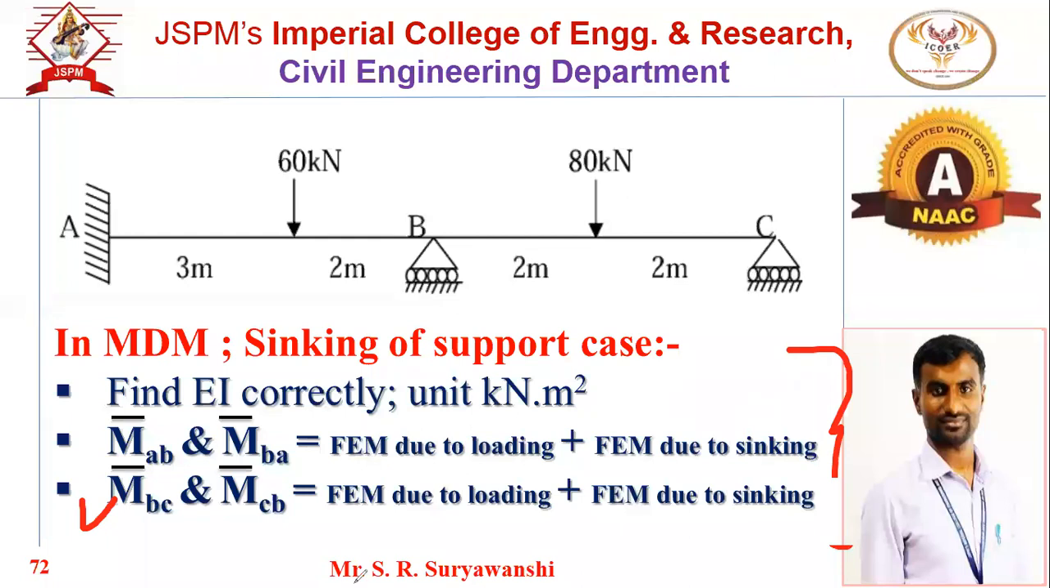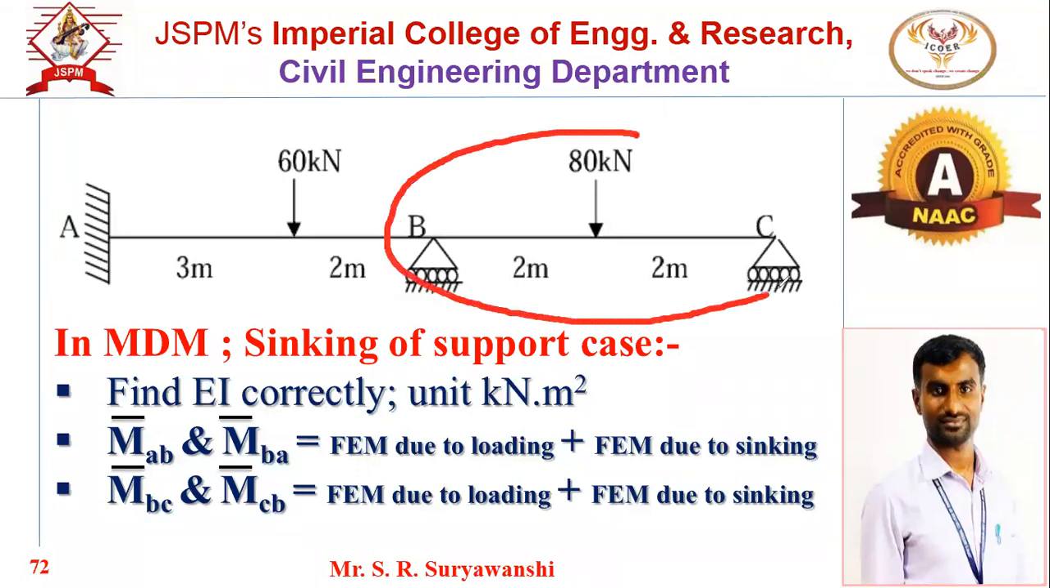Now tell me, what is M bar BC here? Who will tell? There are two formulas. M bar BC. Others also try. Pratik, what is M bar BC here? FEM due to loading plus FEM due to sinking. And our point of interest is the BC span. For the BC span there are two fixed end moments. Suppose initially we consider M bar BC. Now tell me, for M bar BC, what is the fixed end moment due to the loading?